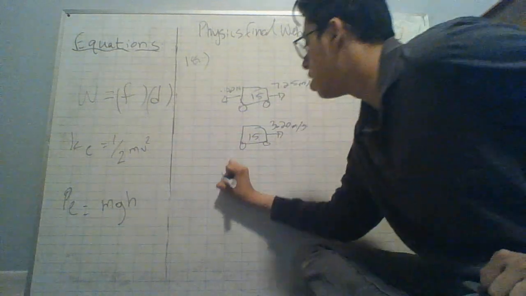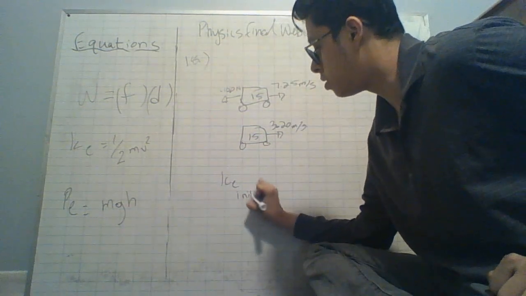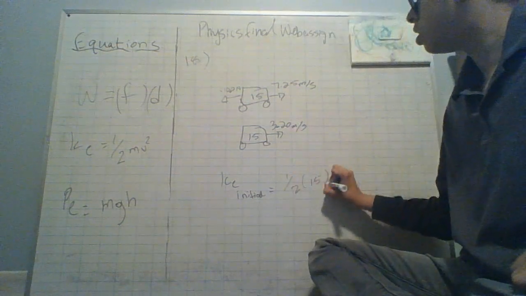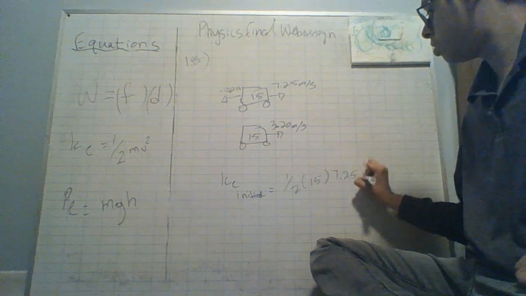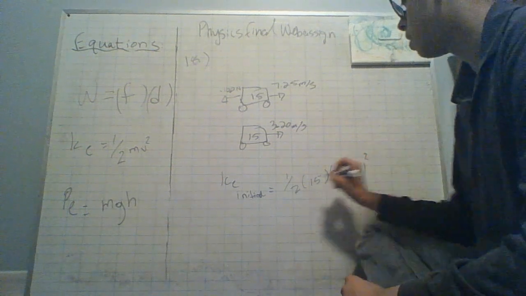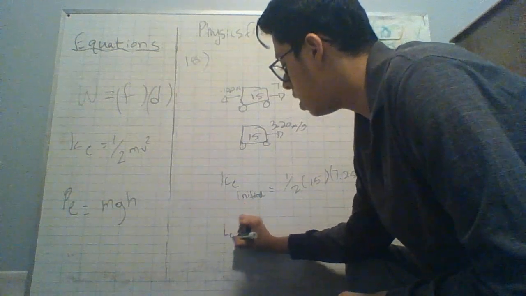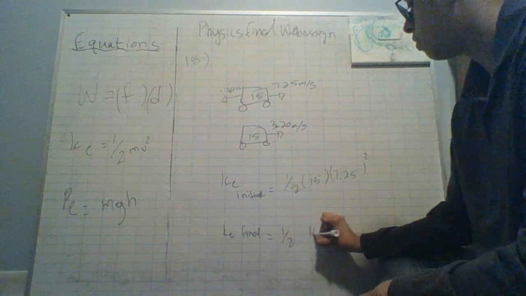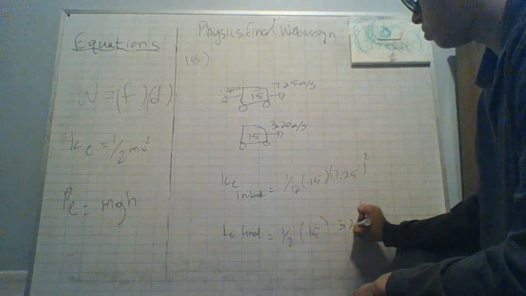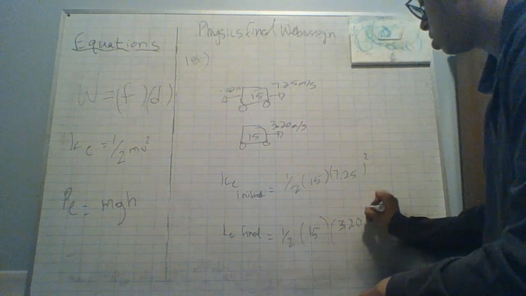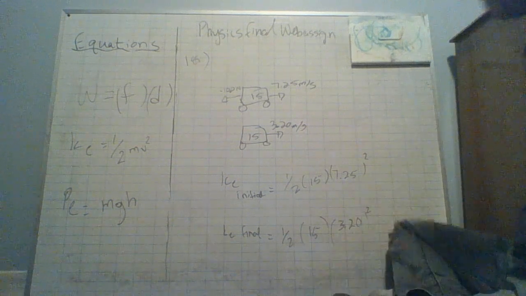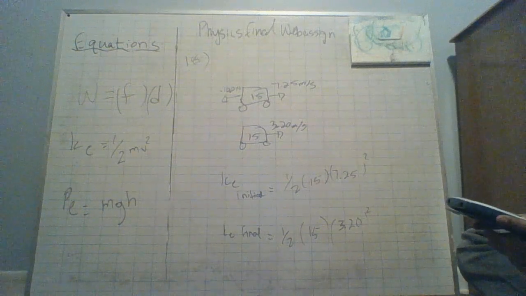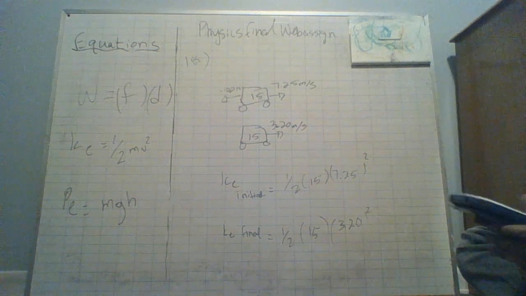So kinetic energy initial was 1/2 times 15 times 7.25 squared. Then KE final equals 1/2 times 15 times 3.20 squared. So now let's do both of those. Plug it into your calculator.